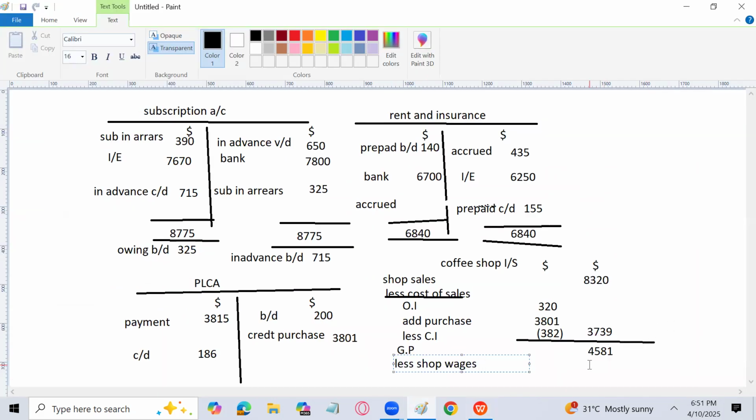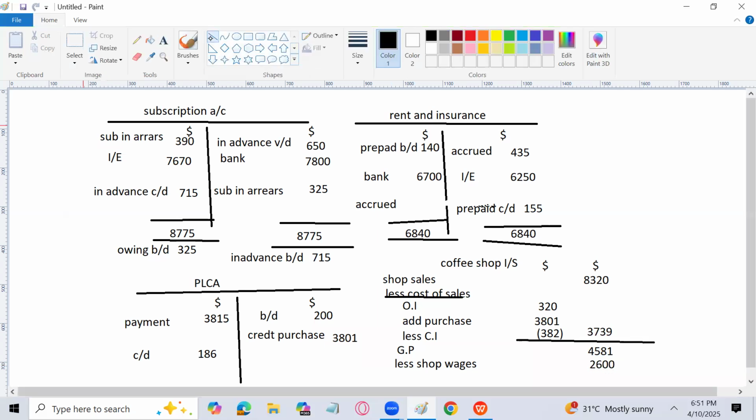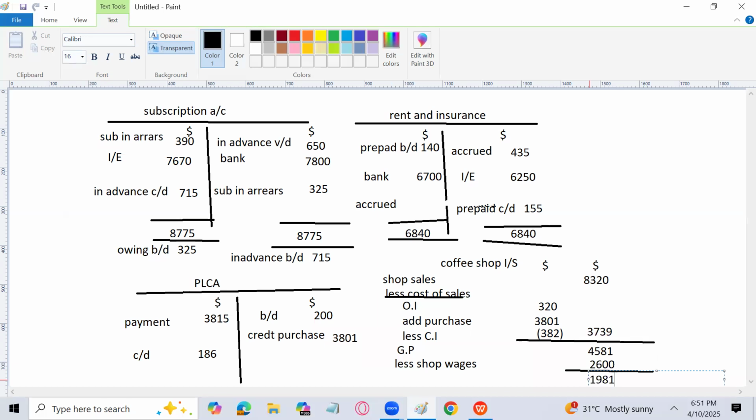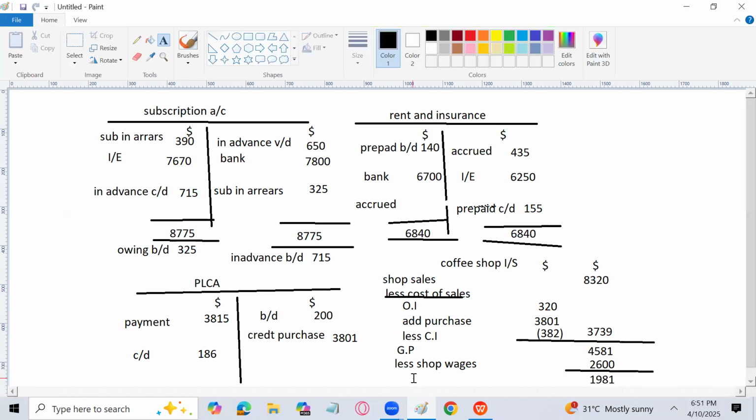Remember, if the opening and closing of coffee shop wages had also been given, you would have to prepare the wages account also, right? Because if opening and closing is given regarding an expense or income, you have to prepare the account. That is 2600. You will subtract it and you will find the coffee shop trading profit. How much? 1981. So that is the shop trading profit.